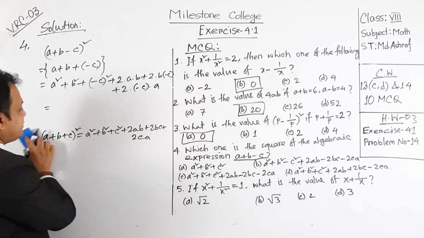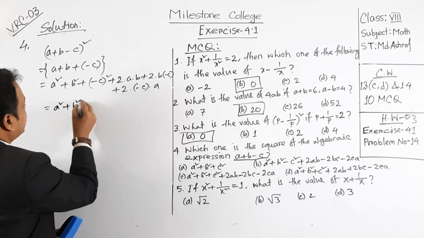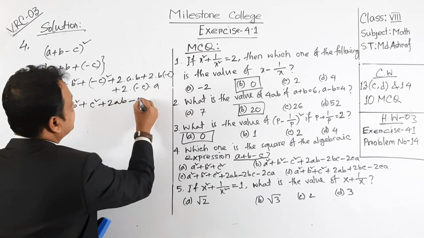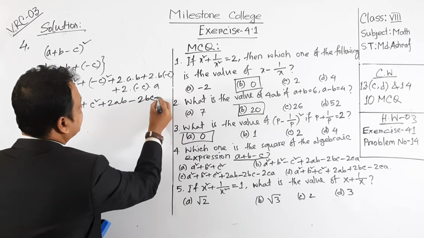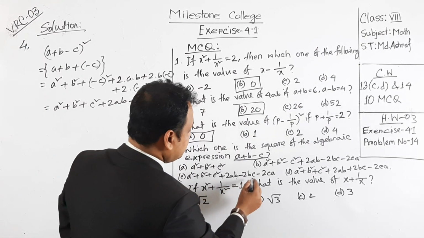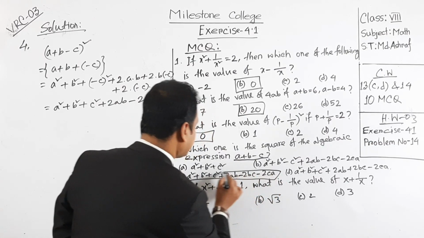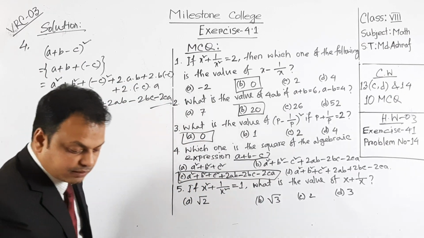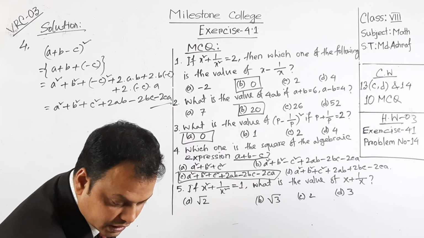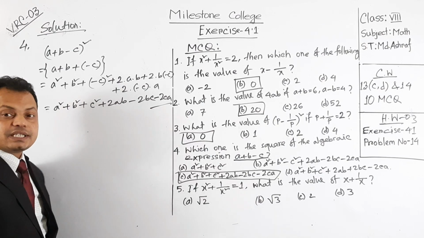Calculate this one. How do we get it? We have applied this formula. We will get here a square plus b square plus c square plus 2ab, plus minus will be minus 2bc, plus minus will be minus 2ca. Then which option will we get? a square plus b square plus c square plus 2ab minus 2bc minus 2ca. This one will be the correct option. Option C is the correct answer. Okay, we will get the formula in the book, on page number 53. You will get a plus b plus c whole square on page 53.